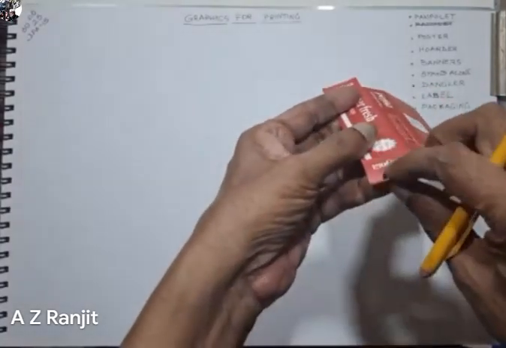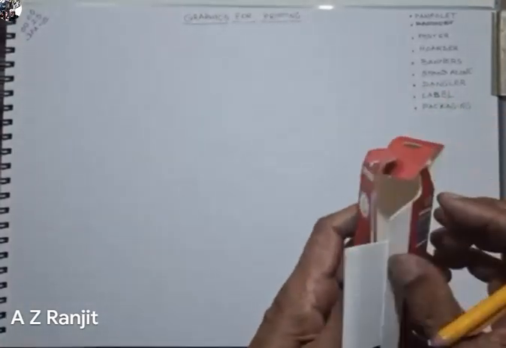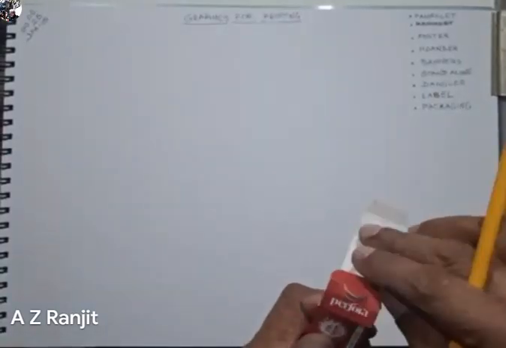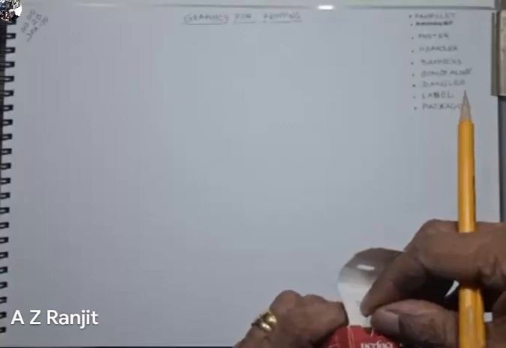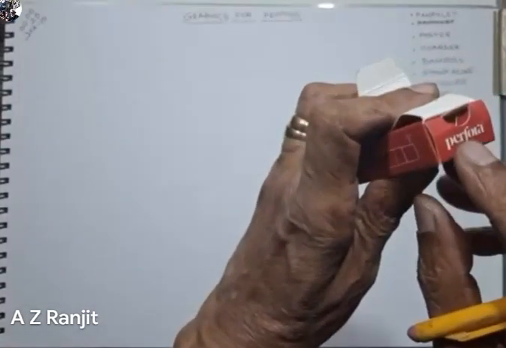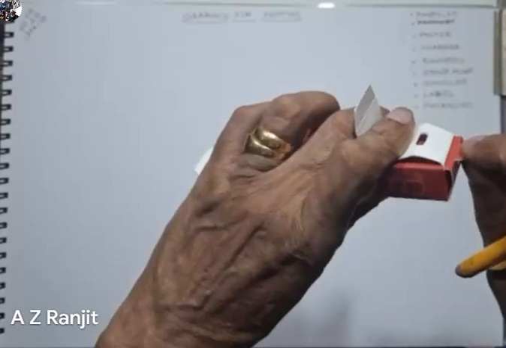This is for pulling it out. When it comes like that, it goes inside, right? So that small tab is for pulling it out. Okay.